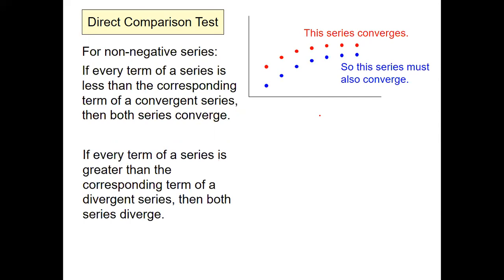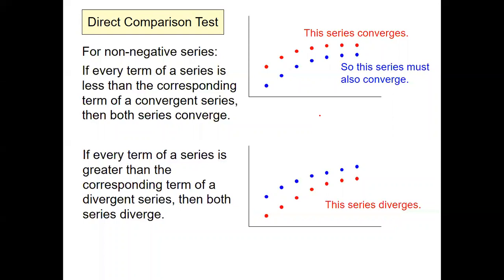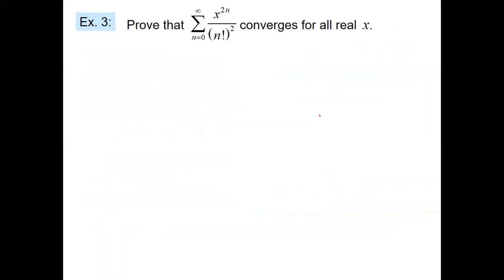It also works for divergence as well. If every term in a series is greater than a corresponding term of a diverging series, both of the series diverge. So if I'm given a particular series, my red series, and I know that series diverges, then any series whose corresponding terms are greater than those of the diverging series is going to diverge as well. We were thinking of that along the lines of improper integrals earlier, but the same concept applies here.